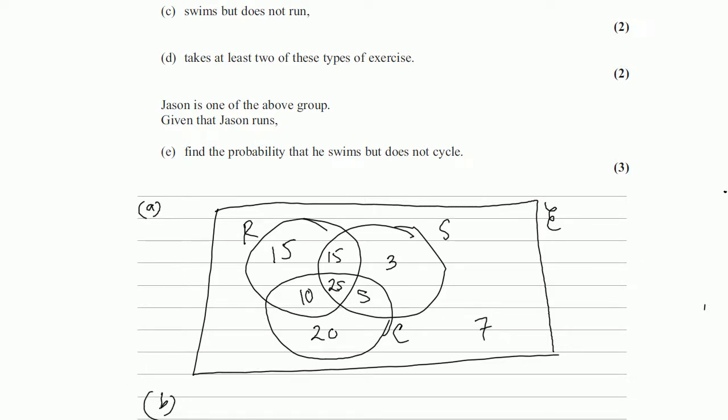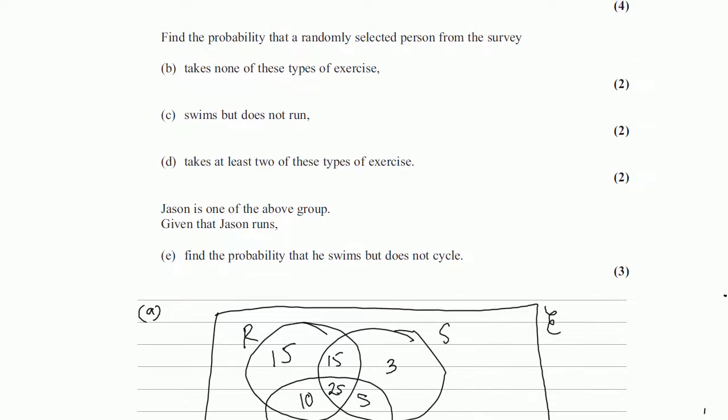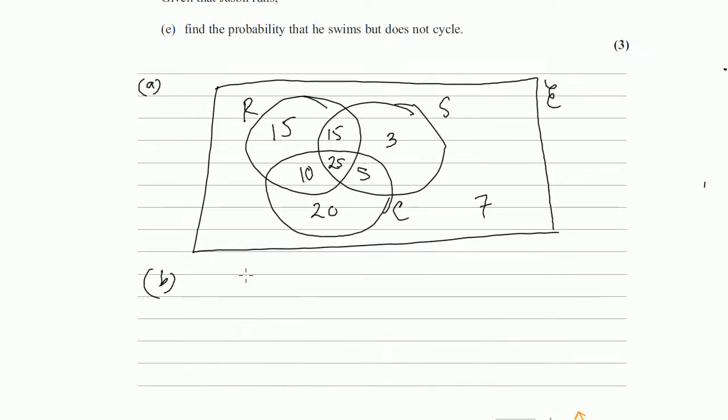In question number B, we have to find the probability that someone takes none of these exercises. So probability of none is, out of 100 people, there are 7 people. Remember, probability is total number of outcomes, which is 100, and out of which, how many do you want? You want none, so that is 7.